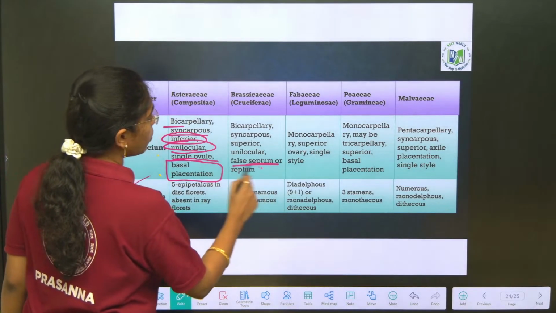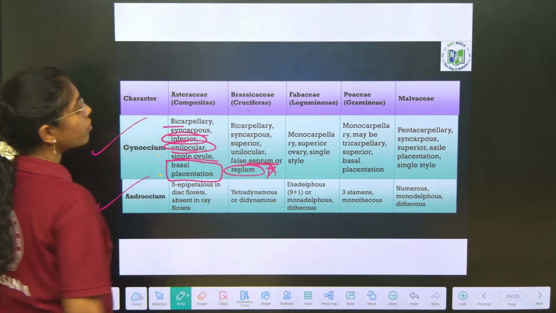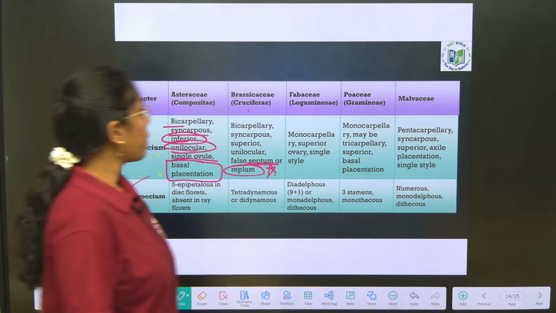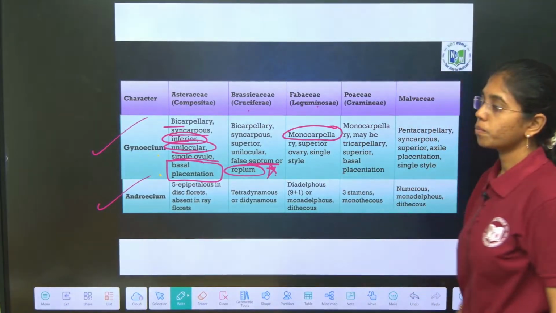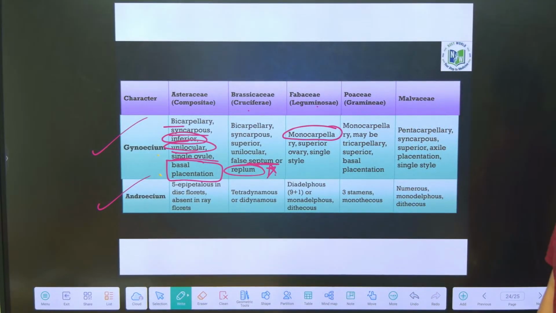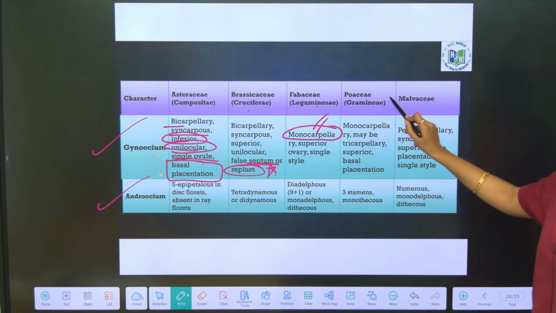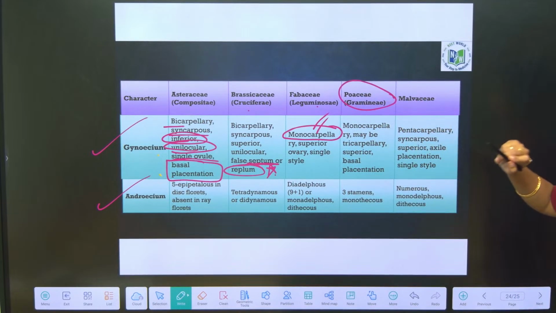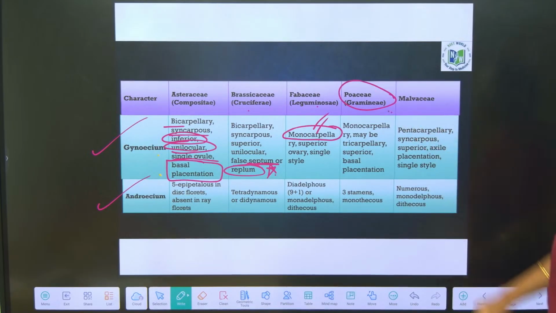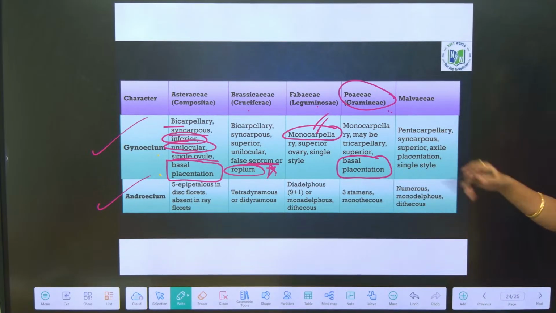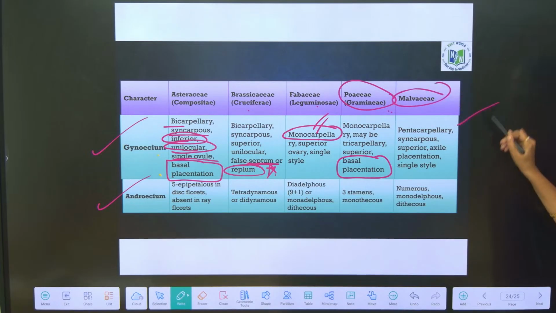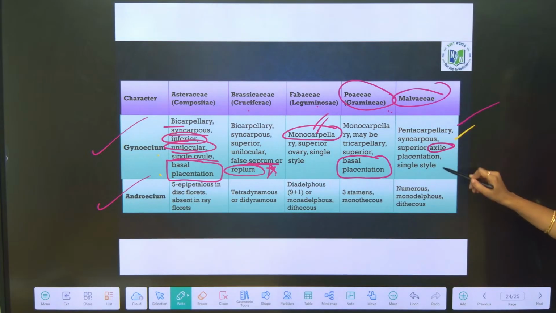Next, Brassicaceae member, Abdul. With false septum or replum. This is the characteristic feature of Brassicaceae members. Fabaceae, Kunal. Monocarpellary, superior, ovule is single, style is single. How many carpels in Fabaceae members? Single carpel, monocarpellary. Poaceae? Monocarpellary, maybe tricarpellary, superior, with what placentation? Basal placentation. Next, Yuma? Pentacarpellary, syncarpous, superior, axile placentation, right?